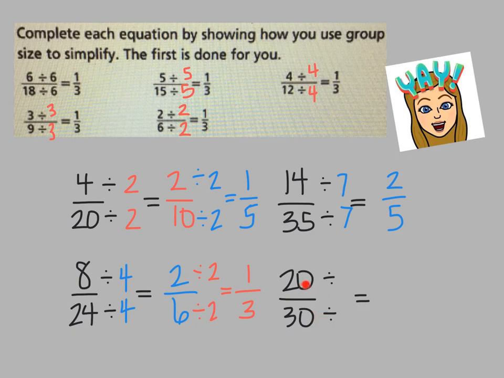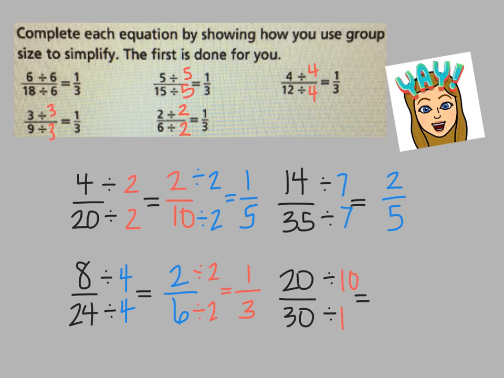20/30. What goes into both 20 and 30? Now I could do 2, but remember I'm probably going to have an extra step. The smaller numbers that you use to divide, you usually have more steps involved. You want to try to think of the biggest factor possible that goes into both of them perfectly. What about 10? 10 goes into 20 and 30, and that's the biggest number I can think of right now.